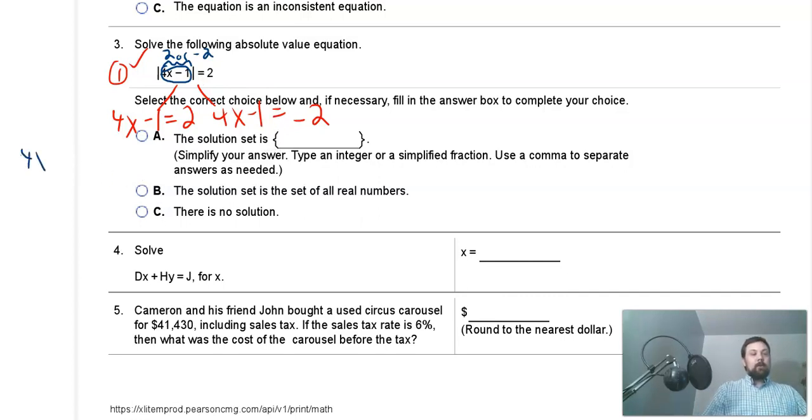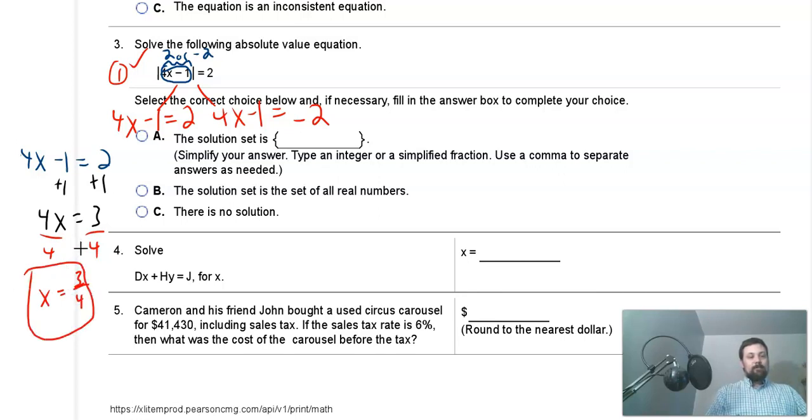I'll maybe continue the first one over here. So let's just rewrite it. So I want to solve this one for x. I'm going to add 1 to both sides. I get 4x is equal to 3. And then we divide by 4 on both sides. And we get x is equal to 3/4. I feel like I'm not happy with how I wrote that fraction. Let's try it again. 3/4. That's better. Okay. That's one solution.